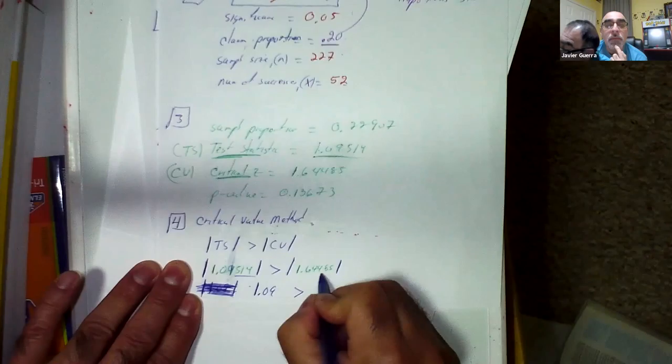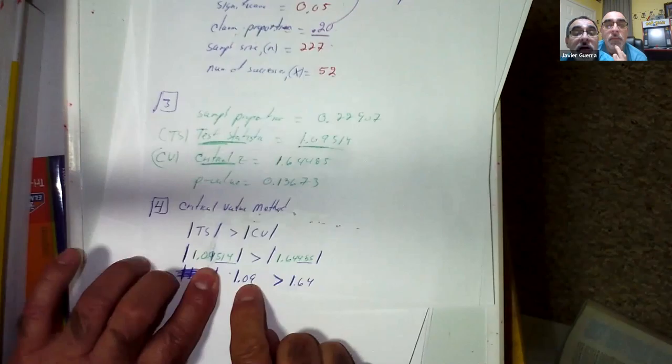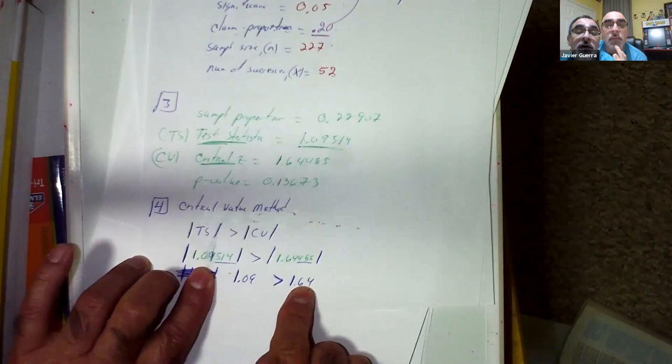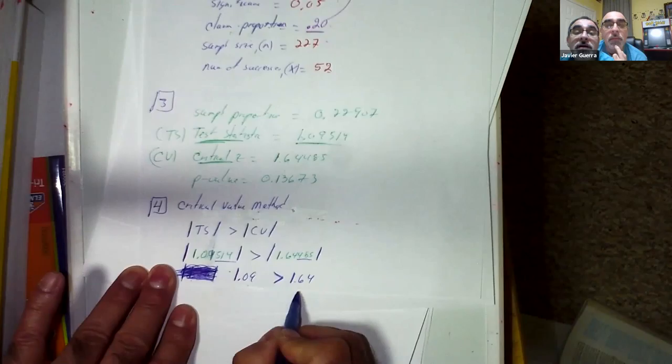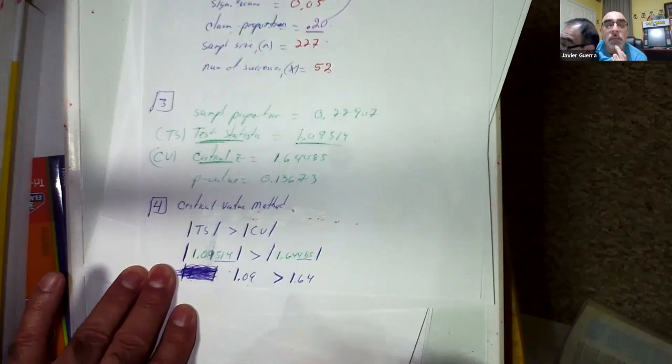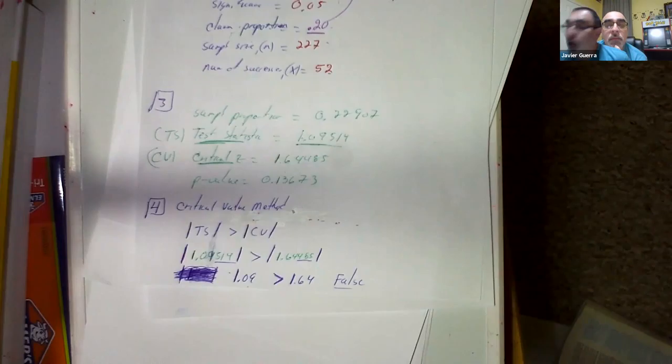And I always refer to gas prices. It's like gas, right? So I'm going to look at the statement and say, is $1.09 greater than $1.64? Is this true or false? Is that a true statement or a false statement? Is $1.09 greater than $1.64? No. It is false, right? $1.09 is not bigger than $1.64. Shoot, I would buy gas for $1.89. It's false.